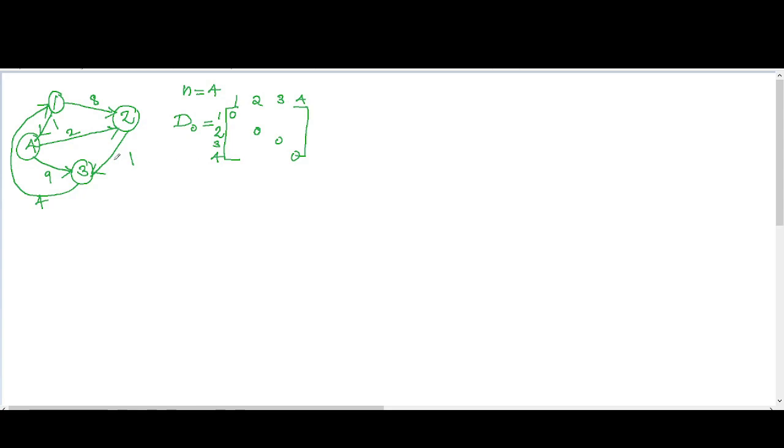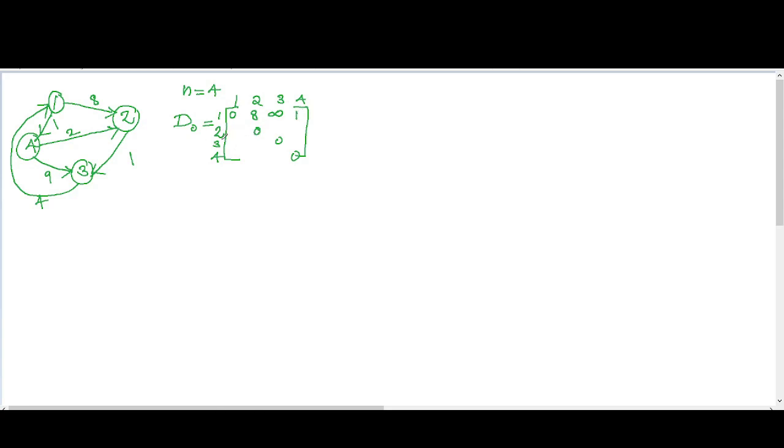Now we can consider the edge from 1 to 2. From 1 to 2, the edge weight is 8 here, so we can write 8 in this position. Now, from 1 to 3, there is no directed edge from 1 to 3, so we can write infinity here. Similarly, from 1 to 4, the edge weight is 1, so we can write 1 here.